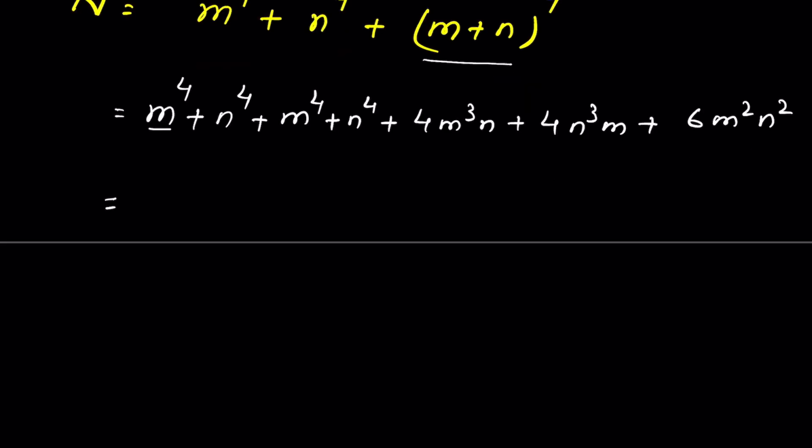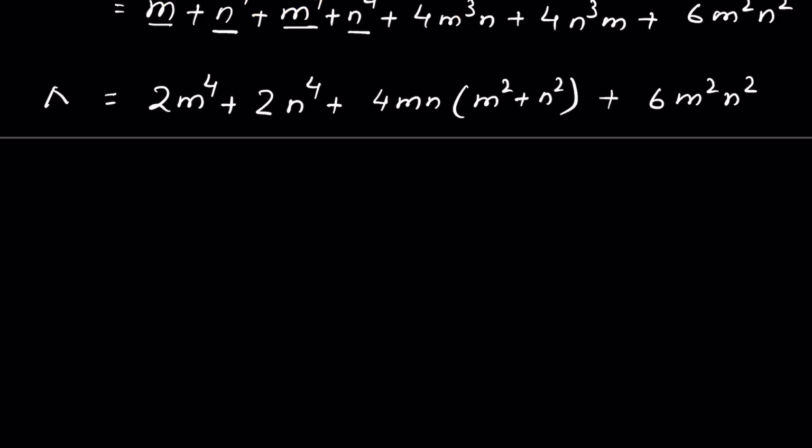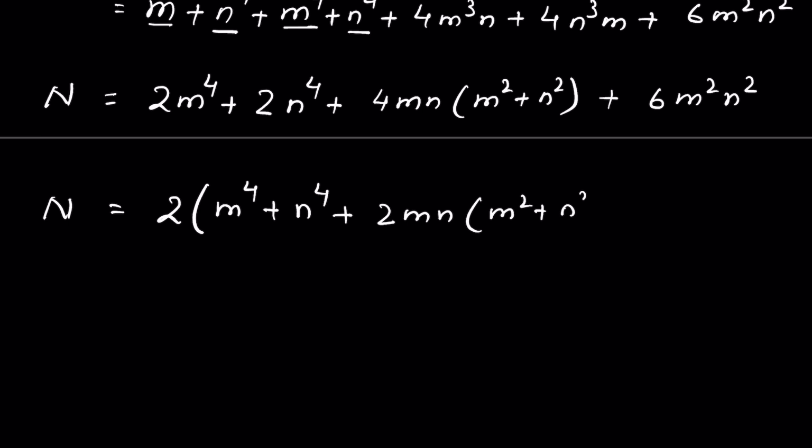Now m to the power 4 plus this gives 2m to the power 4 plus 2n to the power 4 plus, here we can take 4mn as common and write m square plus n square inside the bracket, plus 6m square n square. Now this is the numerator. Again let's take 2 common. So 2 parenthesis m to the power 4 plus n to the power 4 plus 2mn times m square plus n square plus 3m square n square.